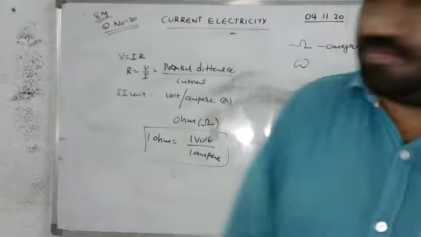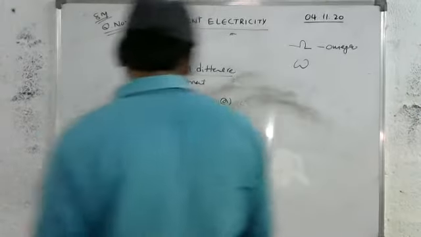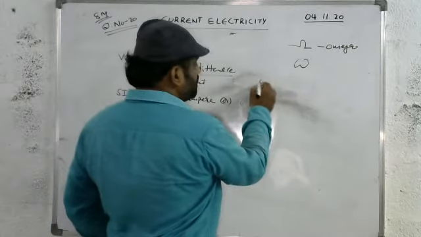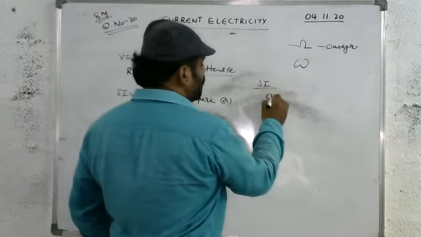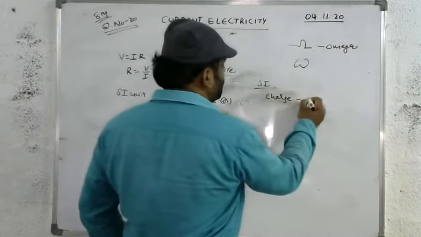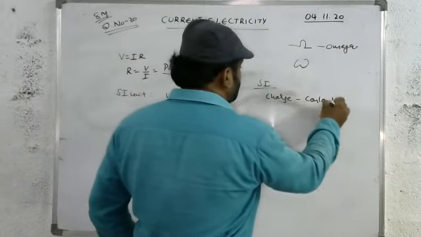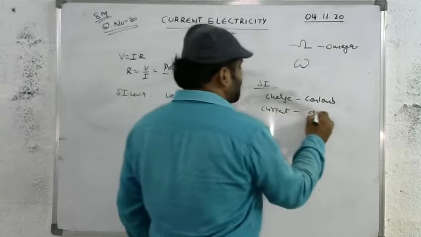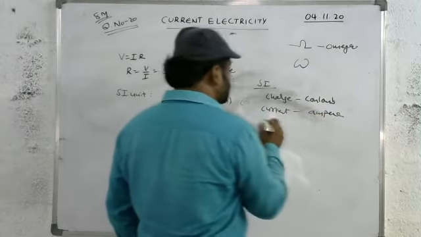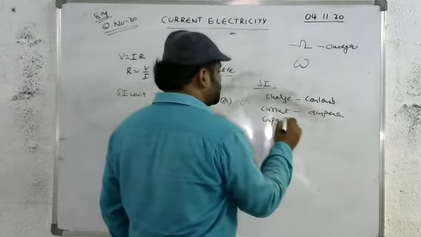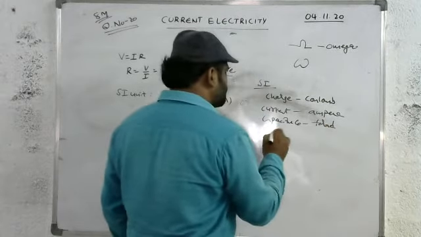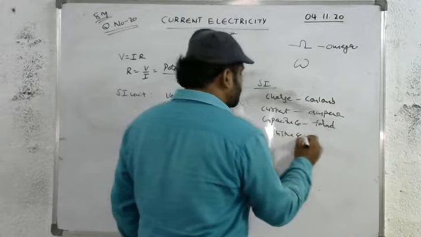This is the definition for ohm. So ohm is equal to 1 volt per 1 ampere. Now, first, the SI unit of charge. We know the charge can be measured in coulomb. The SI unit of current is ampere. The SI unit of capacitance is farad. The SI unit of resistance is ohm.